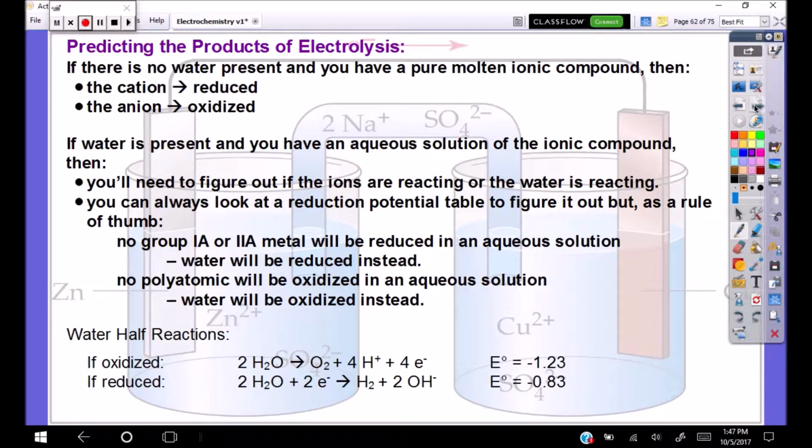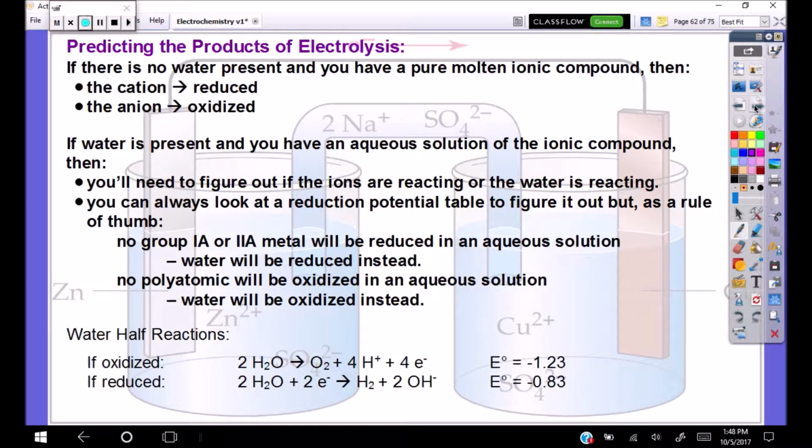If water is present, that's where it gets a little bit trickier. We're going to have to balance our half reactions. These reactions are usually done with platinum electrodes, so they're inert because of water. As a result, there are times where the water could oxidize or be reduced over the metal that we are trying to plate out. So we have to pay attention to the cell potentials for that because that will help determine whether or not something will plate out. So we'll need to figure out if the ions are reacting or if the water is reacting.